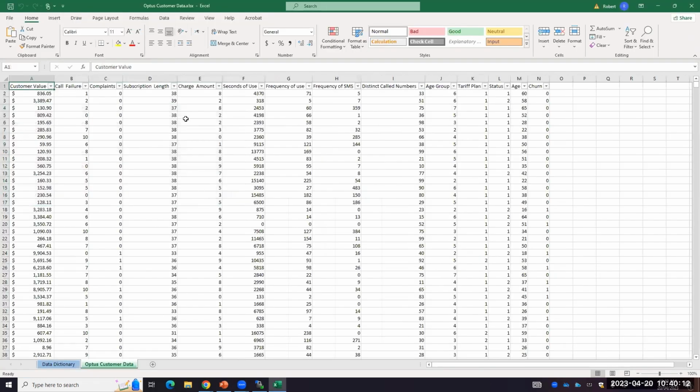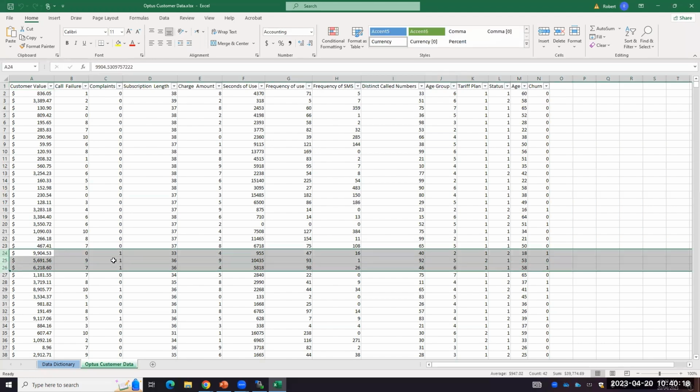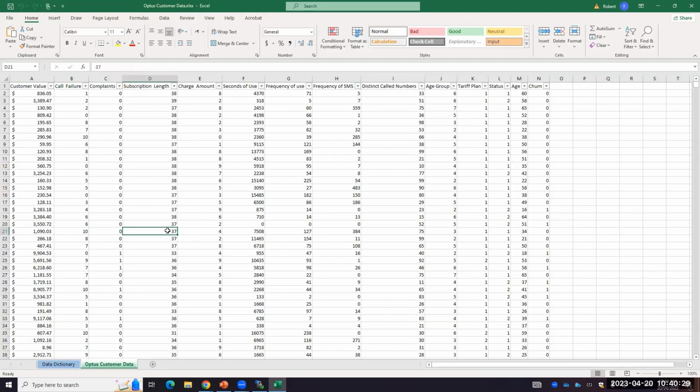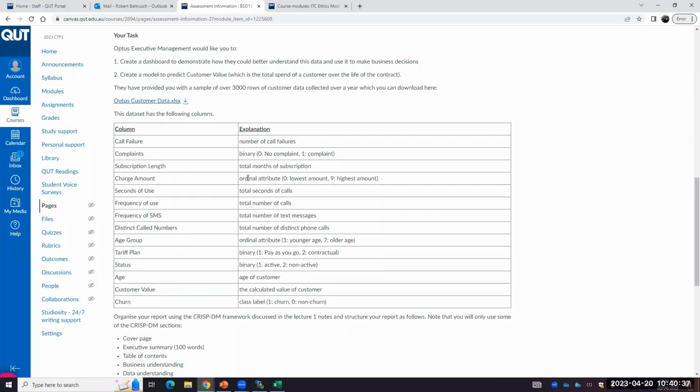So for instance, these three customers here had complaints for some reason. The subscription length is the total number of months. So for instance, this person here has been a subscriber for 37 months in total. The charge amount is an ordinal attribute, so 0 means lowest amount, 9 means highest amount. And that's when you recharge the card on your phone.